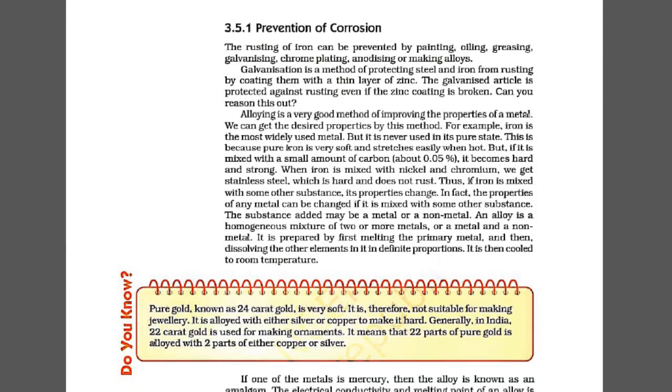So these are a few of the things which I have already discussed. You can see there is one important thing. Pure gold, known as 24 karat gold, is very soft and therefore not suitable for making jewelry. It is alloyed with either silver or copper to make it hard. Generally in India, 22 karat gold is used for making ornaments. It means 22 parts of pure gold is alloyed with 2 parts of either copper or silver.